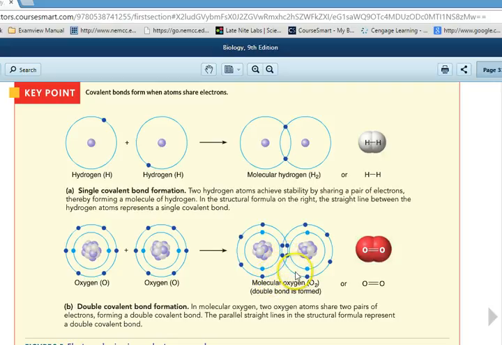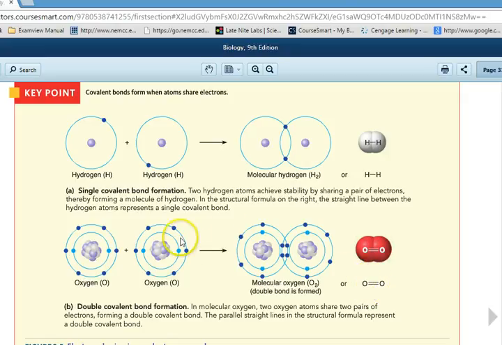So 1 molecule of oxygen gas is 2 atoms of oxygen. We can write it as O sub 2, or we can show it as oxygen, and then these 2 straight lines, that's not an equal sign. Each straight line represents a covalent bond, or a pair of shared electrons. So 2 oxygen atoms held together by a pair of covalent bonds.